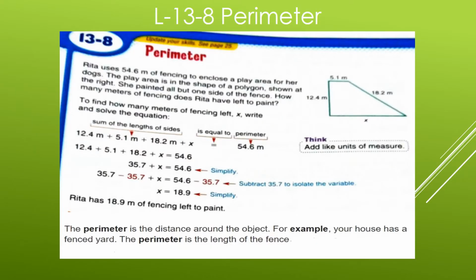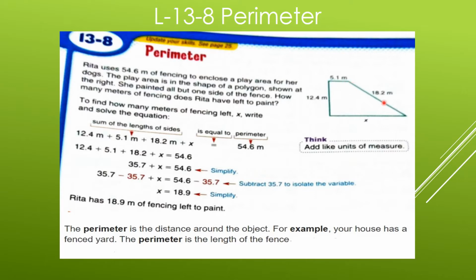Today's topic, perimeter. What is the perimeter? Perimeter is the distance around the object, or in other words, the boundary of a shape. For example, you can see this one is a polygon. You know the polygon? You learned before, huh? A figure made of line segments is called a polygon. You can see what is the perimeter of this one.